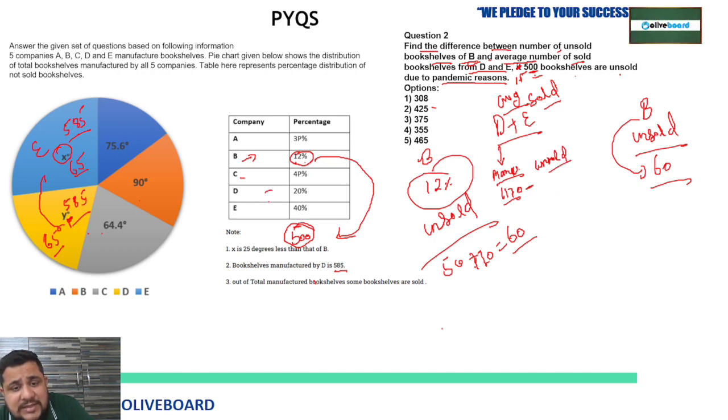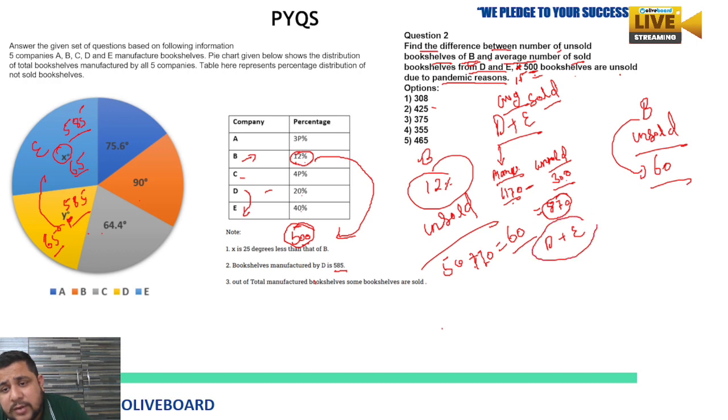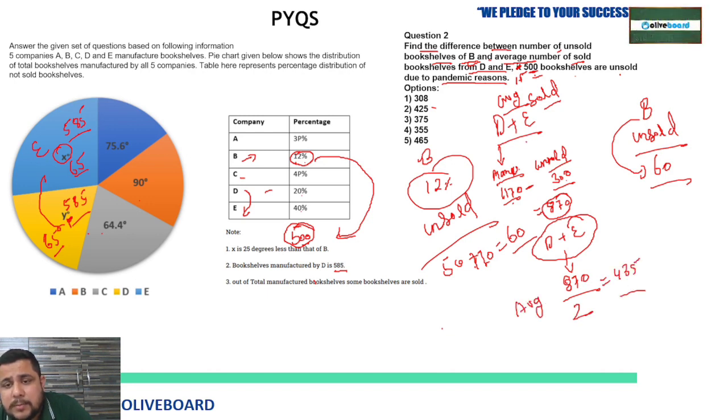So for D and E, if we see total unsold books, 20 plus 40 means 60% of 500, that is 300. Clear? Because 10% is 50, 6 times is 300. So 1170 minus 300 means 870 are the total number of sold books. The average sold by D and E together: 870 divided by 2 is 435. So this is the average number of sold bookshelves from D and E.